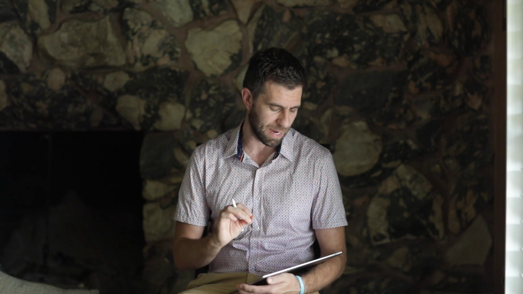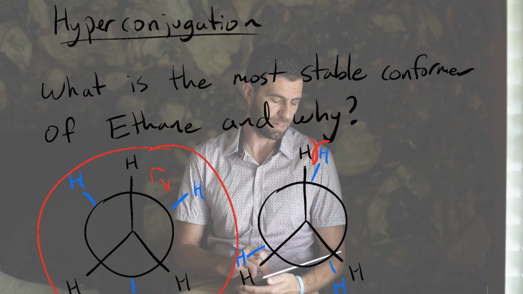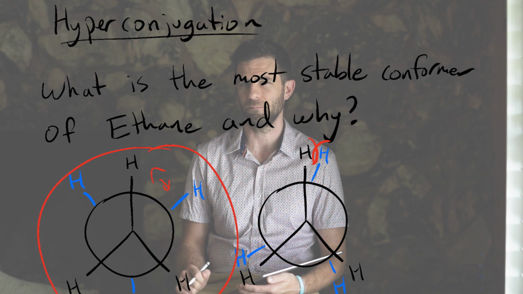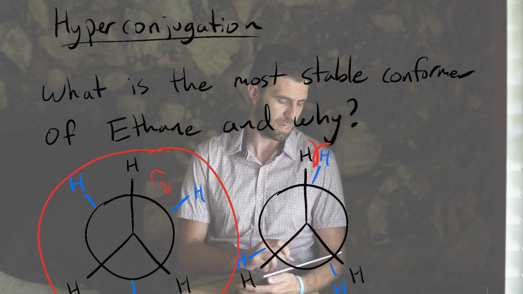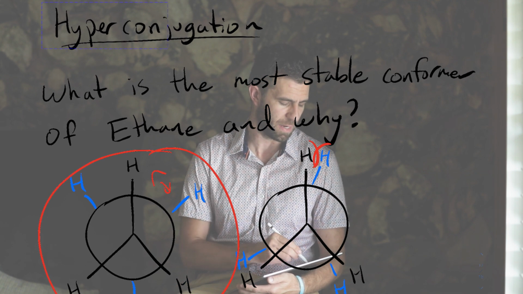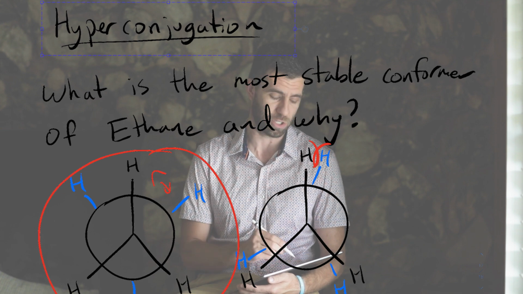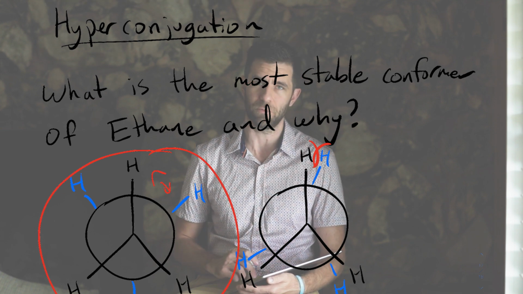Now, I will say that's a great reason, and it's mostly correct. But there is one element we need to talk about that really ends up influencing a lot of organic chemistry and shows that there's a better reason for why that is the most stable conformation. And that is hyperconjugation. All right? So we need to talk a little bit about what is hyperconjugation and what does it do for us.